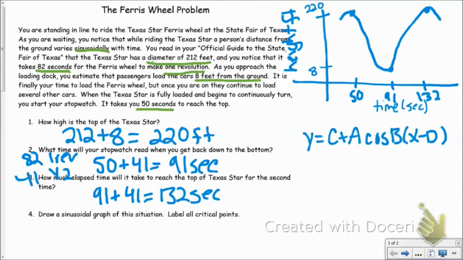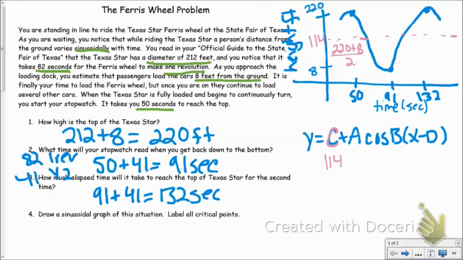We're going to start with C. If you remember, C is my vertical shift, or the height of the middle. The middle is not listed on here, so we need to figure out on our own what that's going to be. If you think about halfway in between 220 and 8, it's the average of those two numbers, the midpoint. So I add them together and divide by 2. 228 over 2 gives me 114. So the middle is at 114, and that is my C.